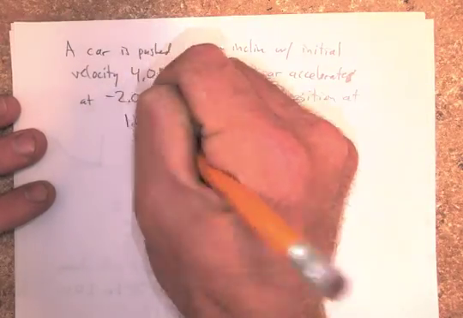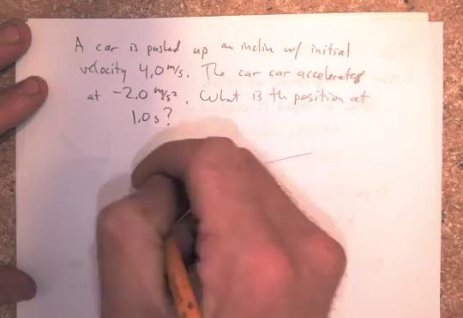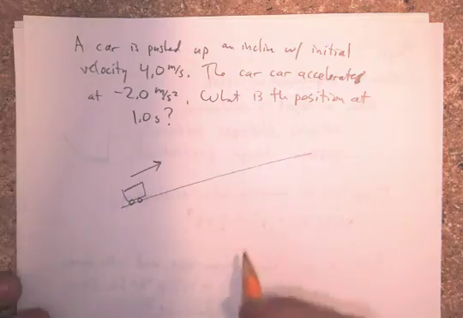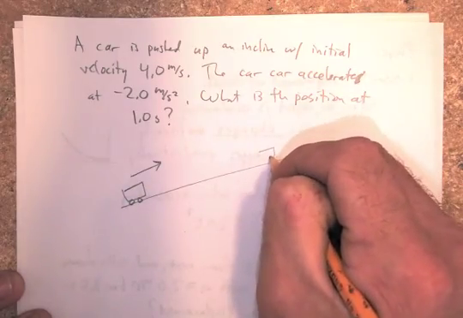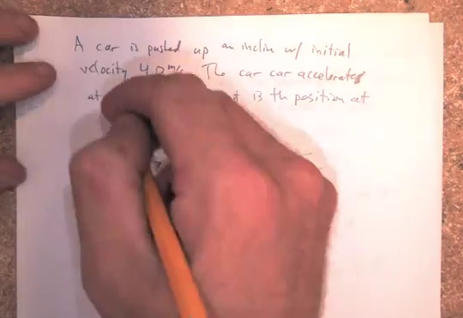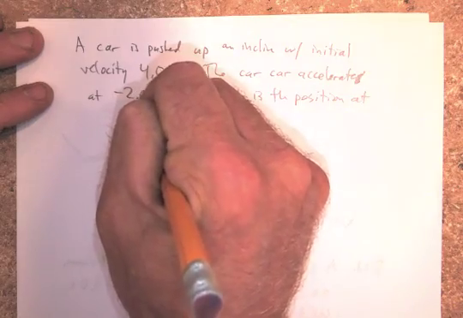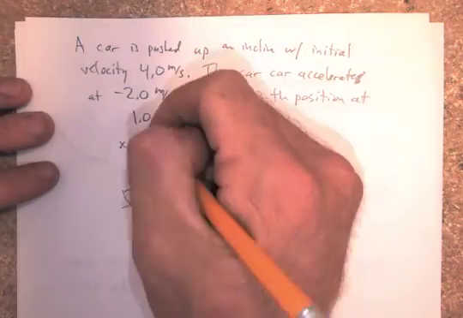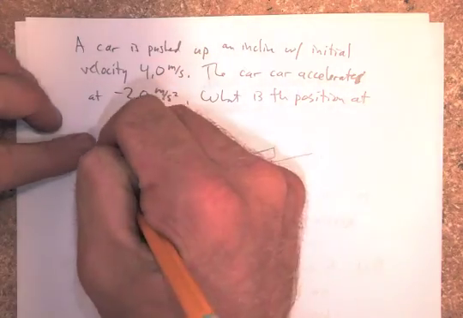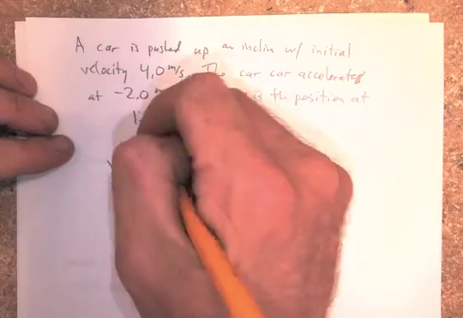1.0 seconds. All right, it's a very similar problem, but now we're actually pushing it uphill, and we're trying to figure out where it is after 1 second. Okay, so let's fill in stuff. X0 is 0 meters. That's usually the case, unless it happens to be starting at a different position. V0 is this initial velocity here. That's actually the 4.